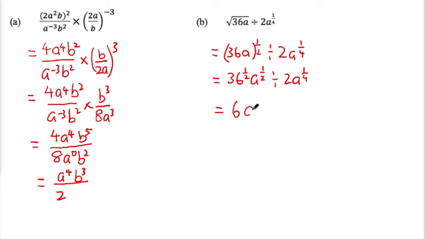Then we have a to the power of half divided by 2a to the power of a quarter. 6 divided by 2 is 3, and a to the power of half divided by a to the power of 1/4 is just simply half minus 1/4 according to the law of indices. Half is just 2/4, so 2/4 minus 1/4 is 1/4. This gives us the result, 3a to the power of 1/4.